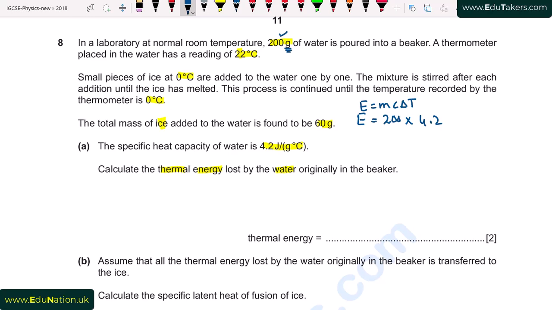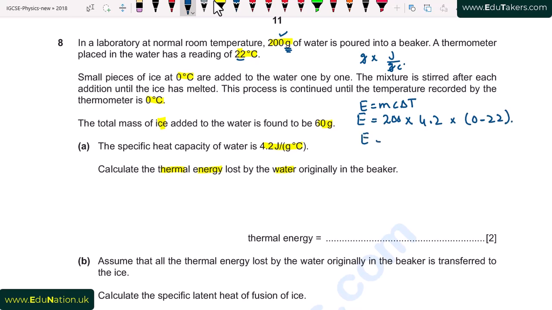As mass is given in gram, I write here mass in gram, and the unit of c is joule per gram per degree C. This gram cancels with that gram, so we don't convert gram into kilogram. Multiply by the change in temperature, and this temperature will be 22 and 0. So the total change in temperature will be 22, but it will be minus 22 because the final temperature is 0 and the initial temperature is 22.